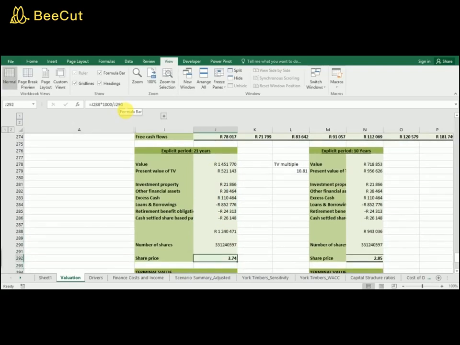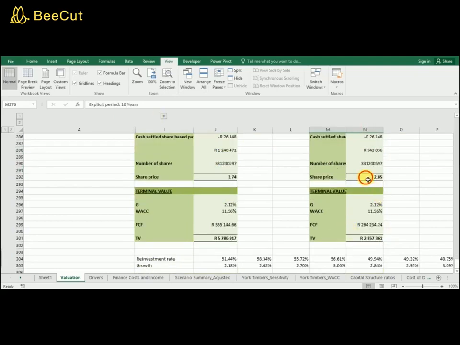3.74. What I also did, just as a bit of a reasonability check, I looked at an explicit period of 10 years, so slightly shorter. We will see there that obviously my terminal value is a much larger proportion of the overall balance. Why? Because it's a shorter time period. My terminal value only comes in from year 11, and I get a share price of 2.85.